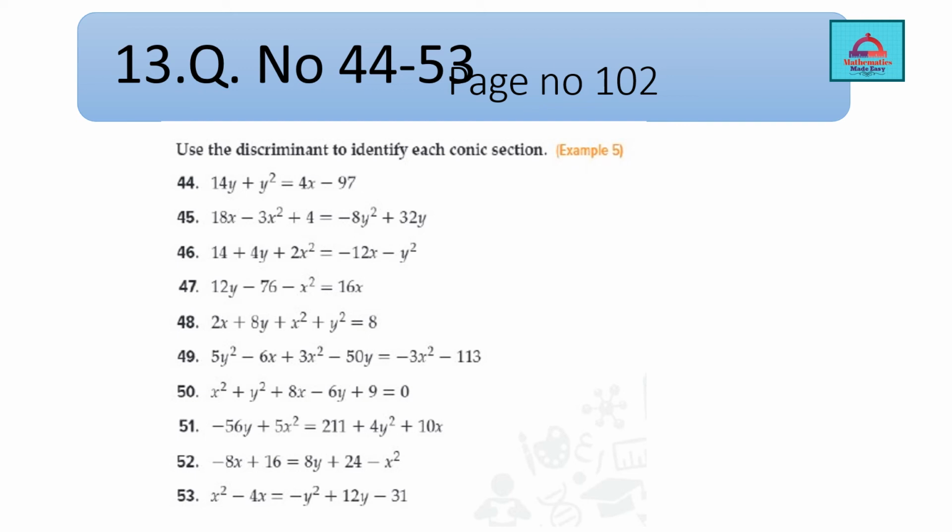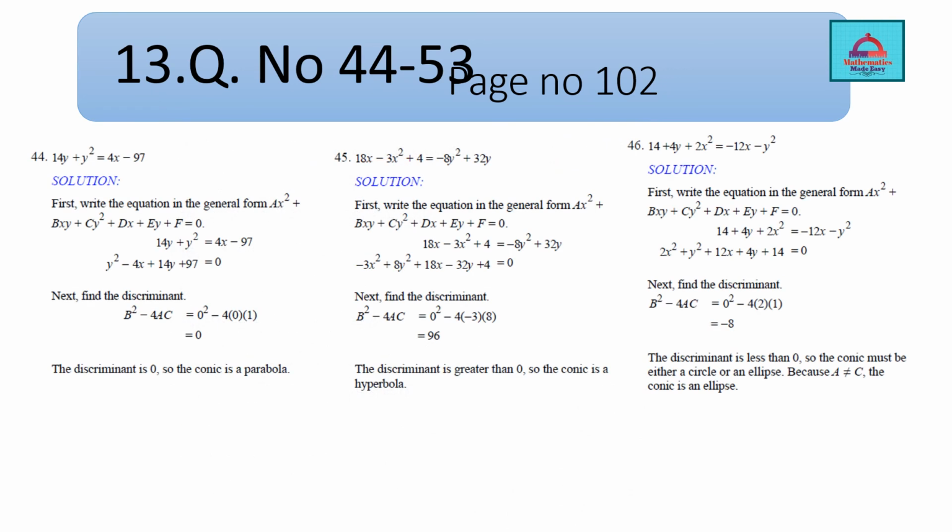So what you have to do, basically, is in each part identify your A, B, C, D, E, F, find the discriminant and use it to identify whether it is a circle, an ellipse, a hyperbola or a parabola. So let's solve question 44. I'm going to be doing question 44, 45, 46 for you.